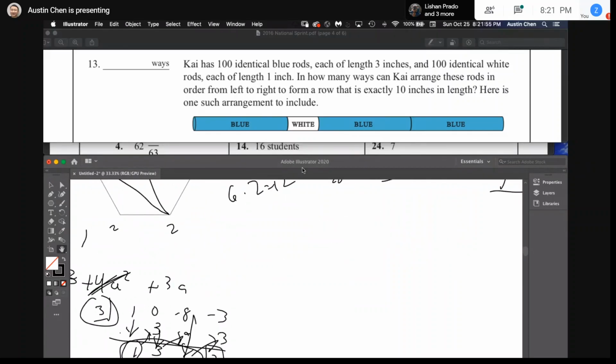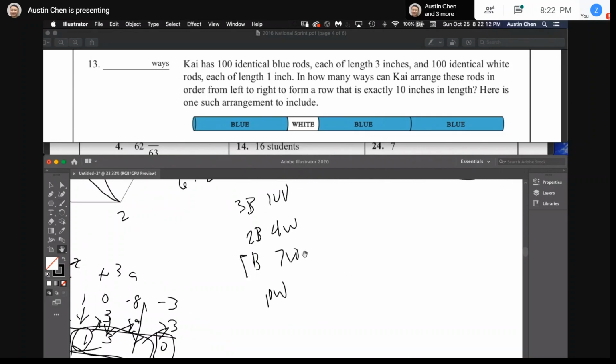All right, so the combinations that Kai can have are 3 blue, 1 white; 2 blue, 4 white; 1 blue, 7 white; and 10 white, right? So 10 whites, there's only one way to do that. 1 blue, 7 whites, there's 8 ways to do that. It's like putting 1 blue and 8 blanks. Putting 2 blues with 4 whites, then it's just what? It's 5 choose 2.